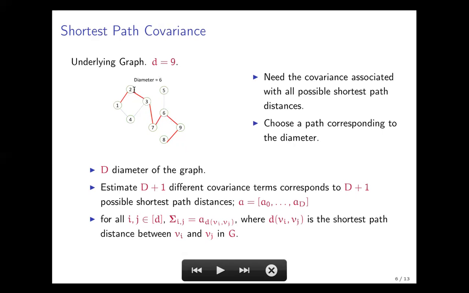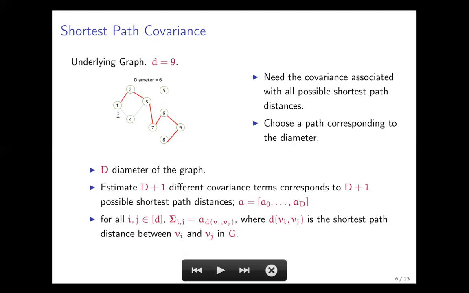So this path actually has all possible shortest path distances. In general, if d is the diameter of the graph, then we have to estimate d plus 1 different covariance terms, according to d plus 1 possible shortest path distances. So generally we have to estimate a d plus 1 dimensional vector, and by this vector, we can fill out all the ij terms in the covariance matrices.